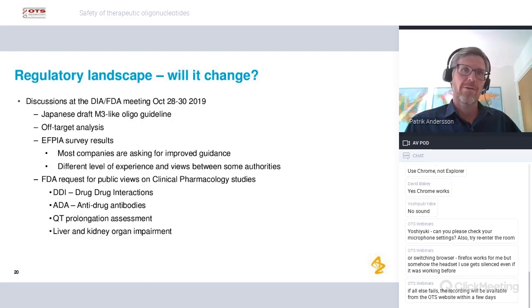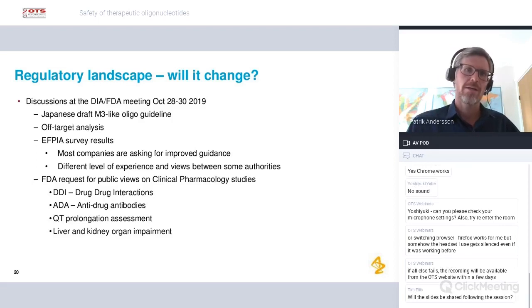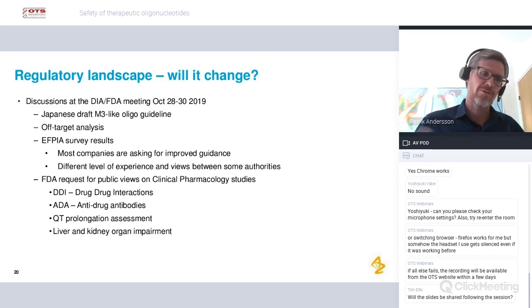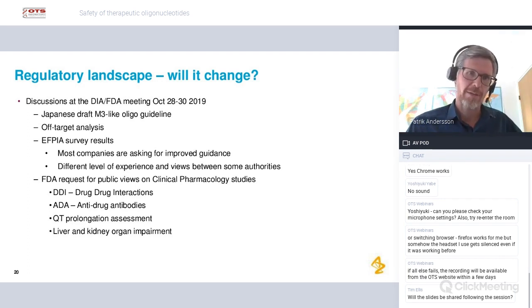So the regulatory landscape, will it change? At the DIA-FDA meeting in late October last year, there were quite a few discussions around this. The Japanese authorities are drafting, and it might be official now, an oligo therapeutic guideline. There was a lot of discussion around new ways of thinking around off-target analysis. The EFPIA group have produced a survey where it was quite clear that many companies are asking for improved guidance.